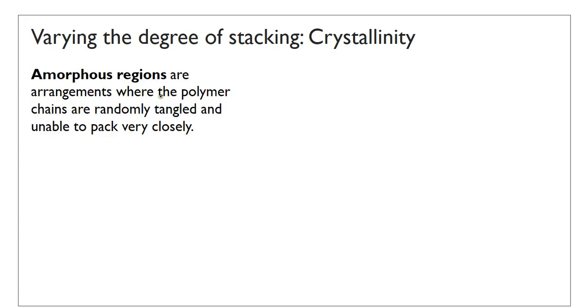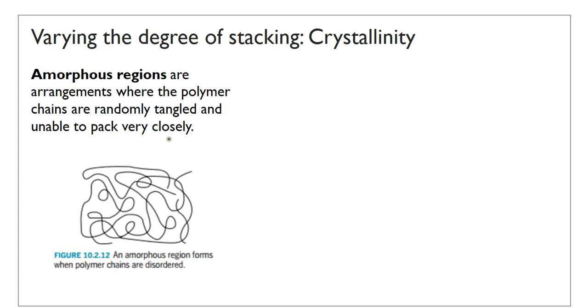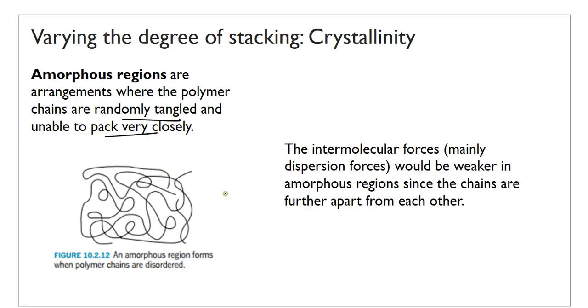Conversely, on the other side, you have the amorphous region. Essentially, it's when you have a random arrangement. This is the opposite of a crystalline region. The chains are randomly tangled and unable to pack very closely. So obviously, you're going to have weaker dispersion forces between parts of the chain.